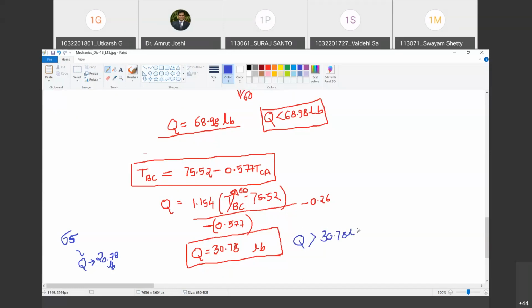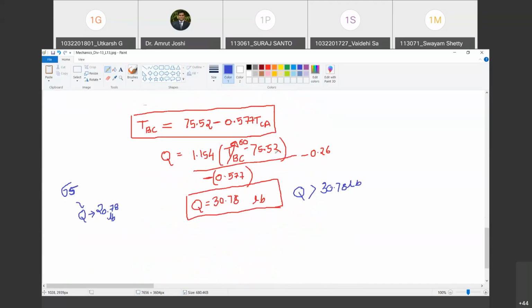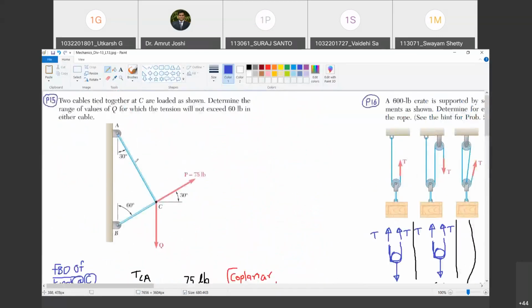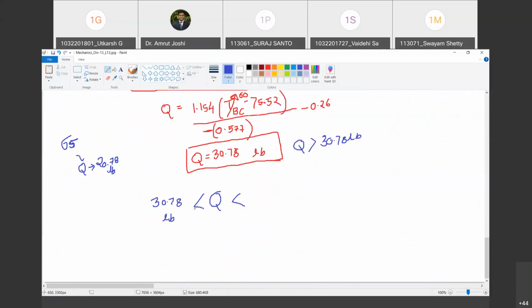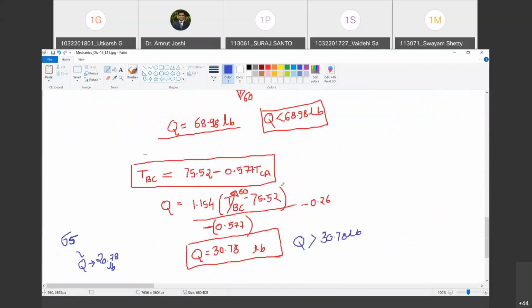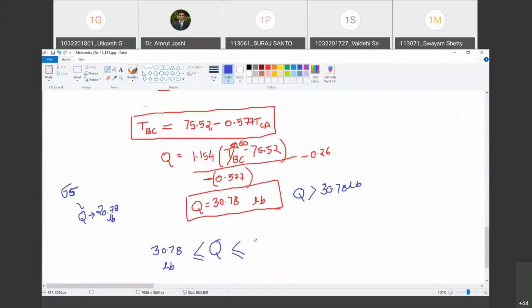So what is the limit of Q in which, if I maintain the value of Q, both the cables would have tensions less than 60 pounds? So what is the range? Q must be greater than 30.78 pounds. Are you with me? Yes. And it must be, of course, greater than or equal to 30.78 and less than or equal to 68.98. Are you with me? Yes.